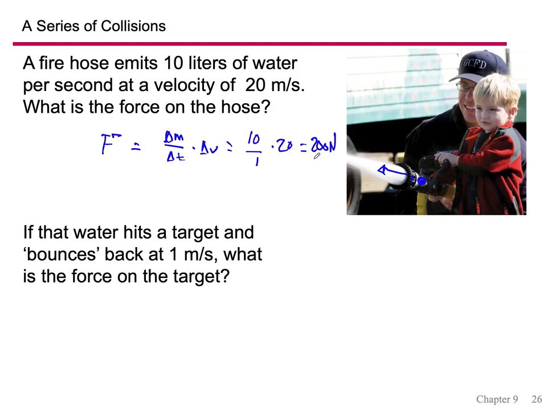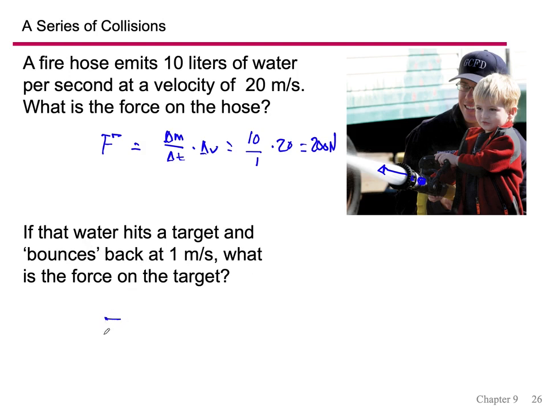Why? A 200 newton force on, say, a small 20 kilogram child would tend to accelerate them backwards at 10 meters per second squared. A fairly large force, or if the child accidentally aimed it downward, this would be enough to lift the 20 kilogram child off the ground. You've seen this before with people who use water hoses to actually lift themselves up off the water. What happens if this water hits a target and bounces back?